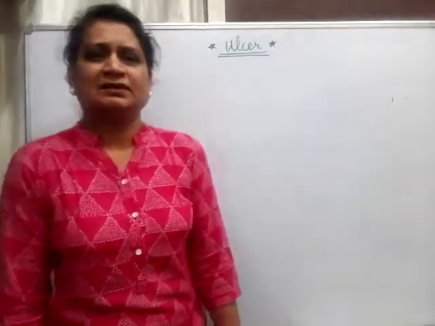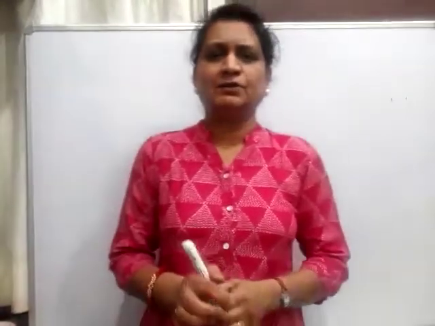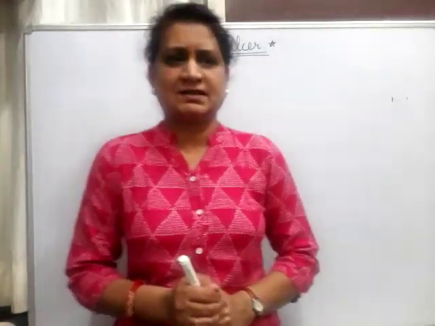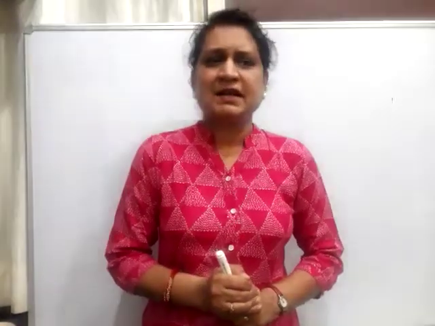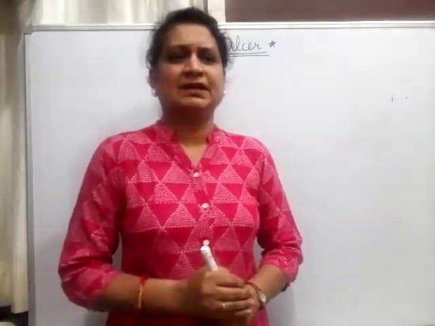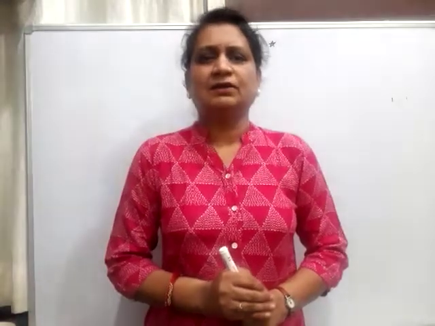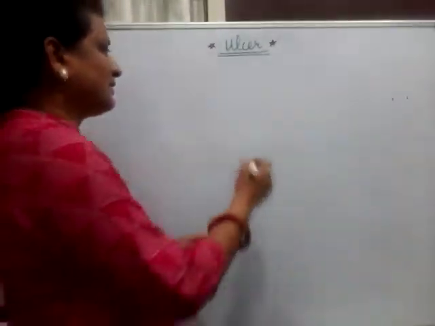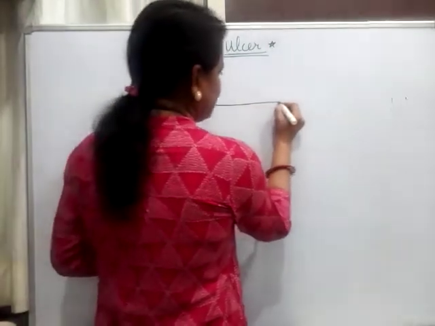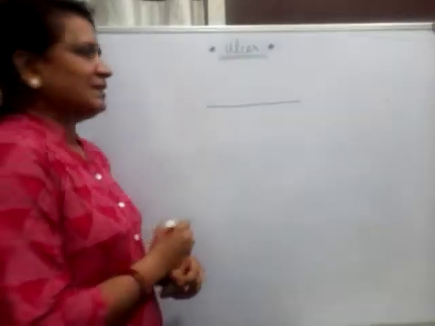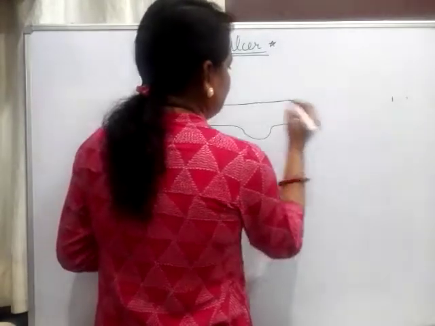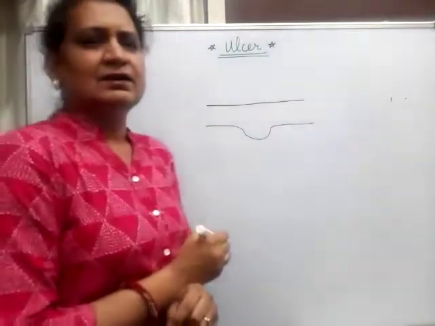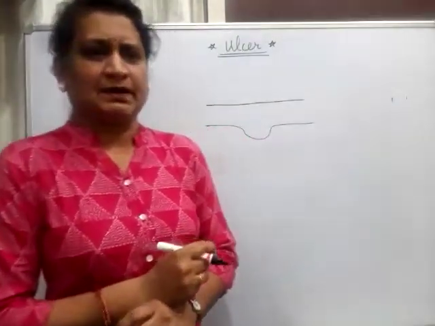Hello students, today we are going to start with a new topic, that is ulcer. Now what is an ulcer? An ulcer is a discontinuity of surface epithelium, either skin or mucous membrane. That means in a normal person this is the intact surface. In case of ulcer, there occurs discontinuity in the skin or mucous membrane.